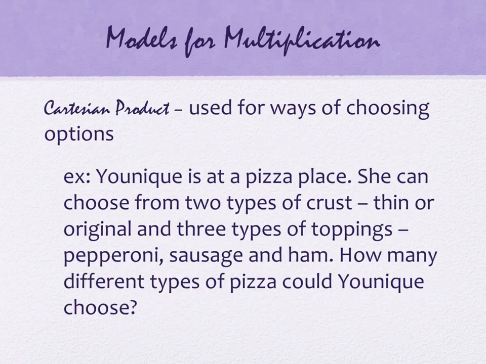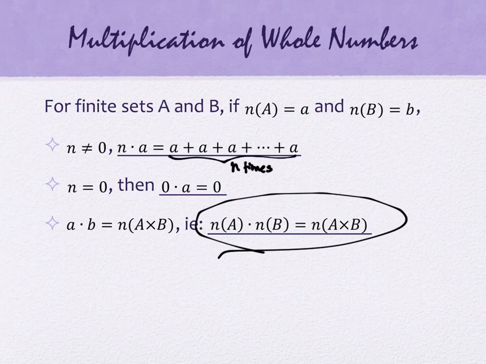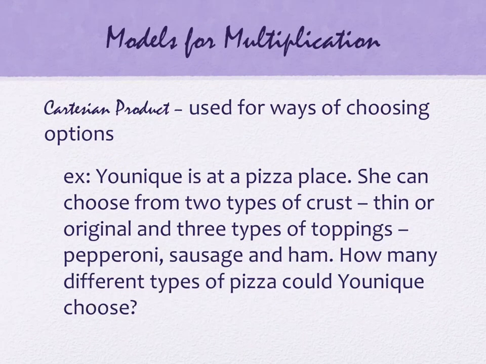All right, our last one mimics pairings best. So our last one is the Cartesian product, which is what we mentioned in our description, like the description we did down here, right? This is the Cartesian product. So it's mimicking this part of the definition that we'd seen before. And it has to do with pairing things up, choosing objects. Unique is at a pizza place. She can choose from 2 types of crusts, thin or original, and 3 types of toppings, pepperoni, sausage, ham. How many different types of pizzas could Unique choose?